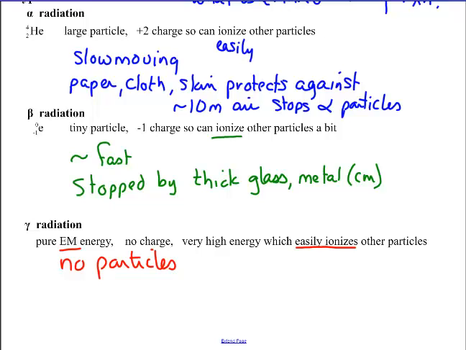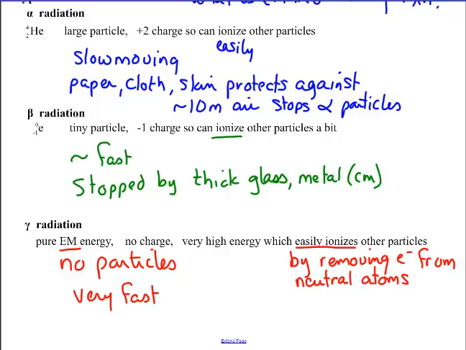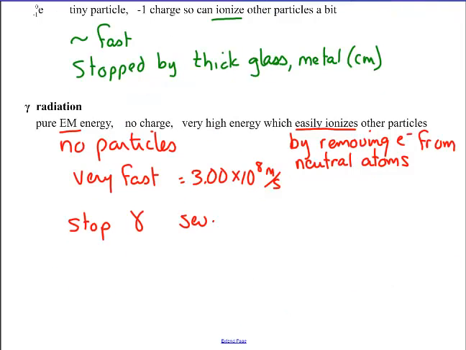Because it's such high energy, it causes other particles that it comes in contact with to become ionized. The energy is so high it just knocks the electrons out of those neutral atoms. Gamma radiation moves very quickly. Because it's electromagnetic radiation, it moves at the speed of all electromagnetic radiation. That speed is 3.0 times 10 to the 8th meters per second in a vacuum and also in air. If we wanted to stop gamma radiation, we would need several inches of lead. If we didn't have lead, we would need several feet of steel and concrete.